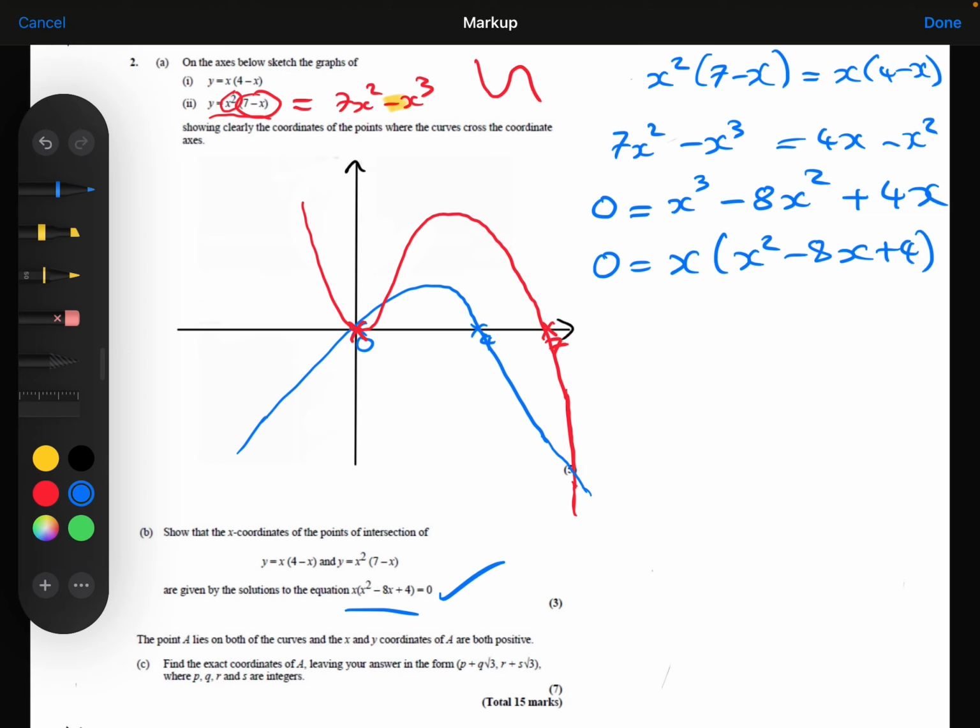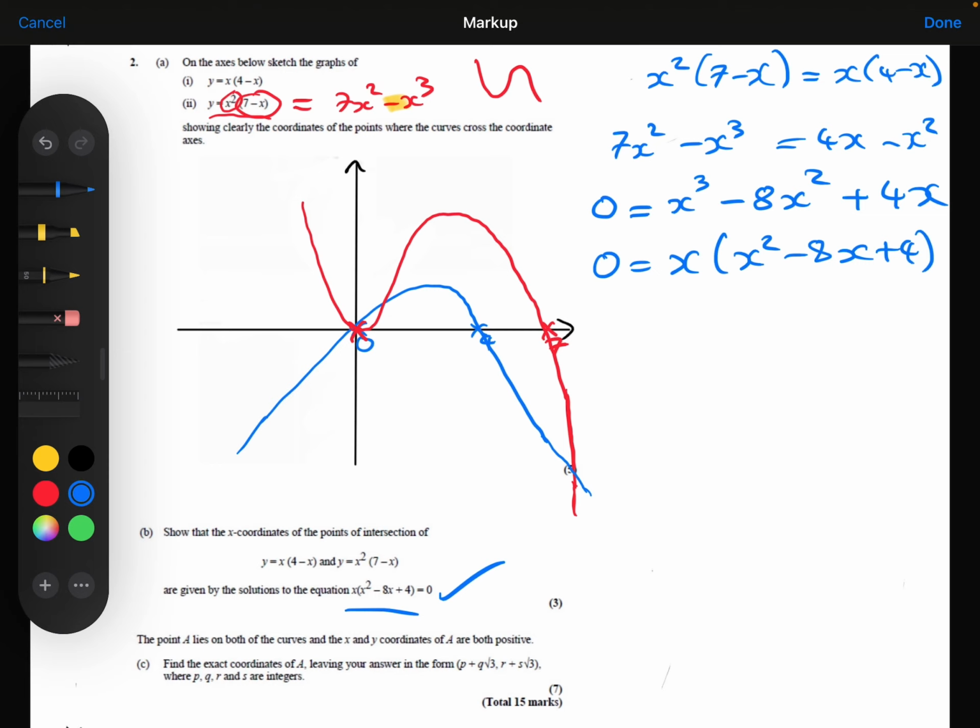We're then told that the point A lies on both of the curves and the x and y coordinates of A are both positive. We need to find the exact coordinates of A, giving our answers in the form stated there, the p plus q root 3 and the r plus s root 3, where p, q, r and s are integers. And calculator methods are not allowed for this question.